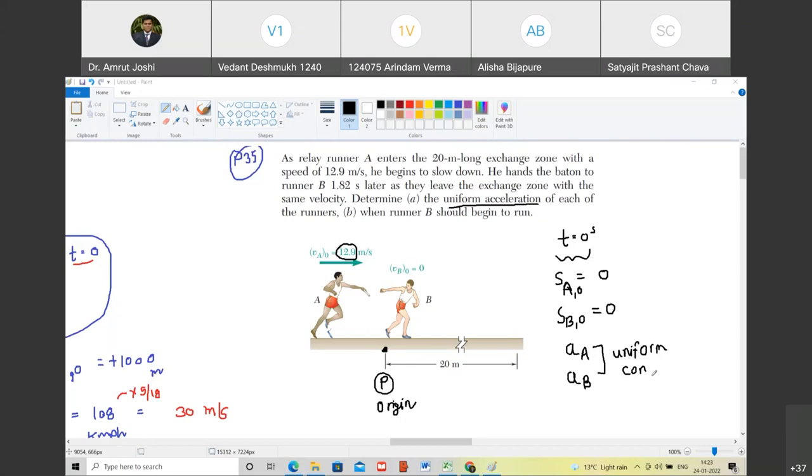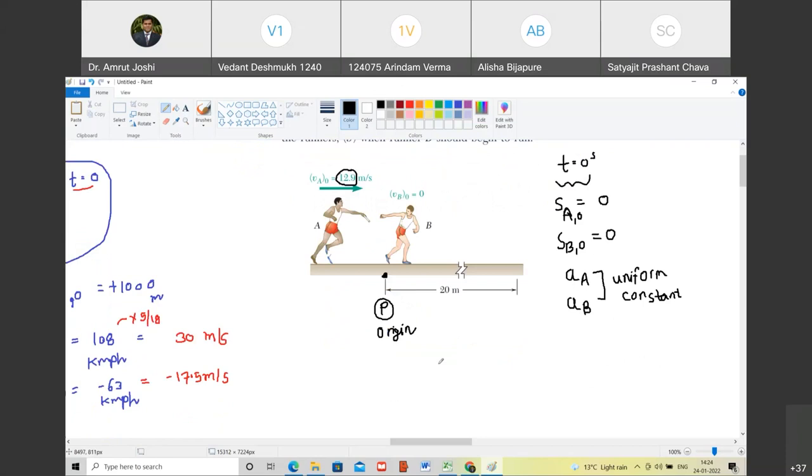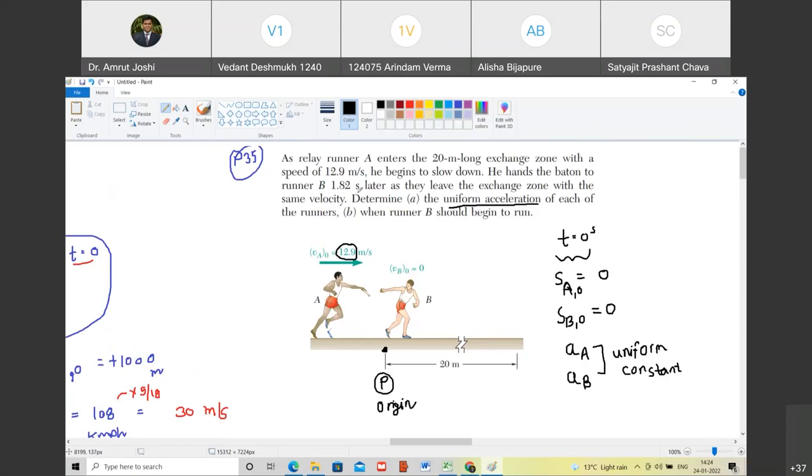Constant accelerations. Are you with me? Yes. Okay. So he hands the baton to runner B as they leave the exchange zone. So, how much time does it take to cover this 20 meter distance? Tell me. 1.82. The 20 meter distance is being covered in 1.82 seconds by both the runners.